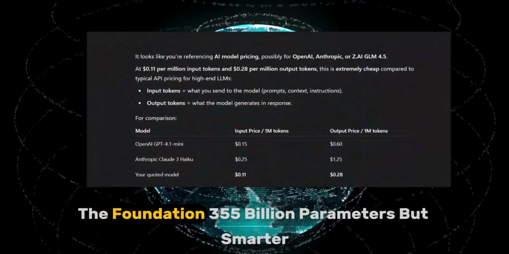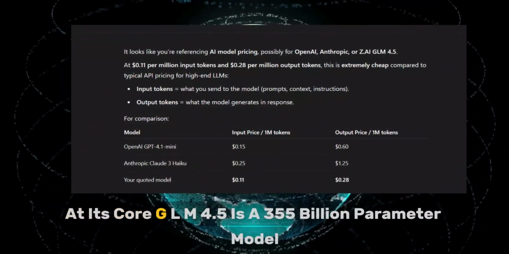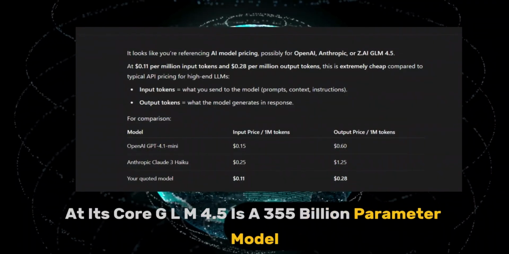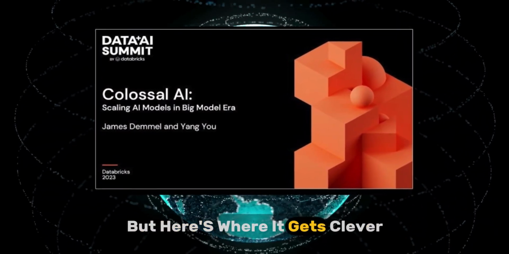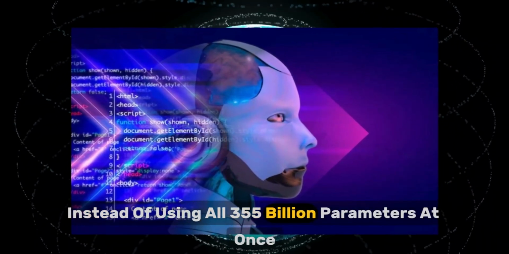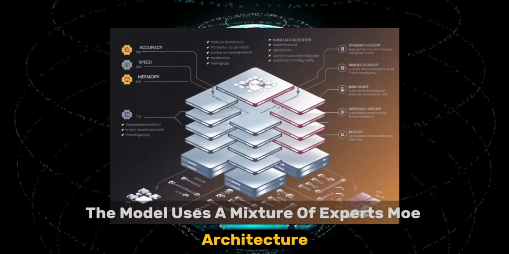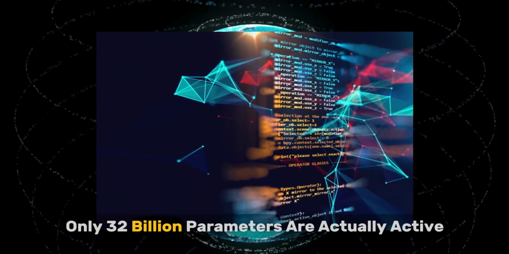The foundation, 355 billion parameters, but smarter. At its core, GLM 4.5 is a 355 billion parameter model. A colossal foundation by any standard. But here's where it gets clever. Instead of using all 355 billion parameters at once, the model uses a mixture of experts, MoE, architecture. That means, for any single prompt, only 32 billion parameters are actually active.